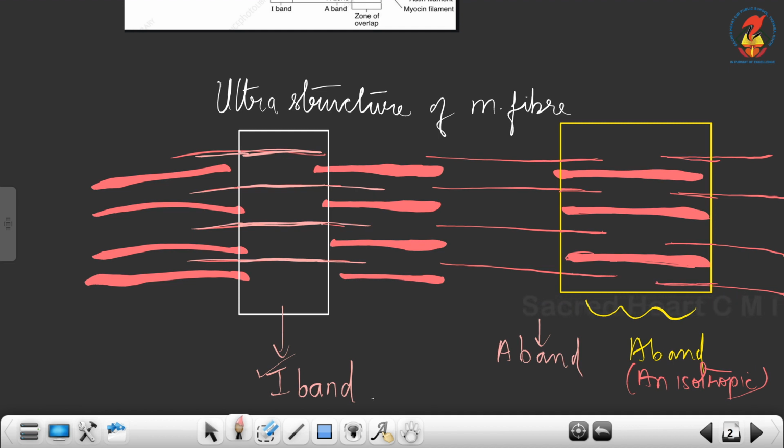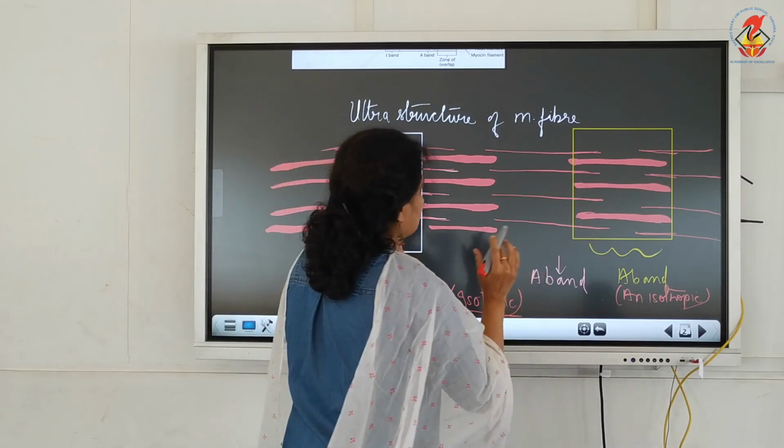Whereas this is isotropic, like homogeneous. It comprises only the thin filaments. See, only the thin. The other part of the thin which is overlapping with the thick is outside. This is hence called the isotropic band. So I denoted the I band and A band.